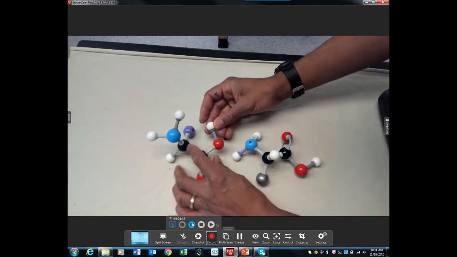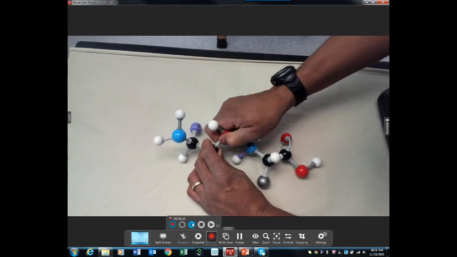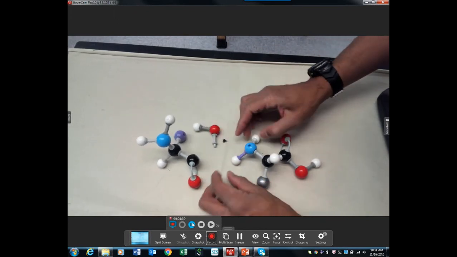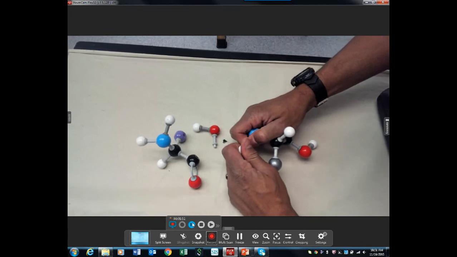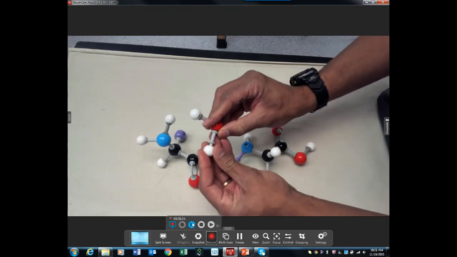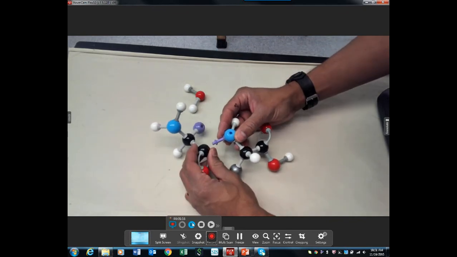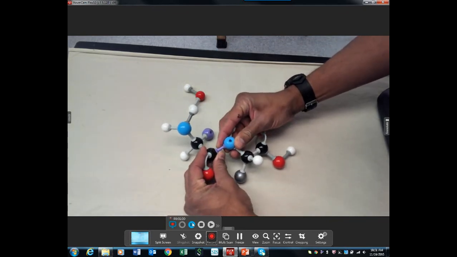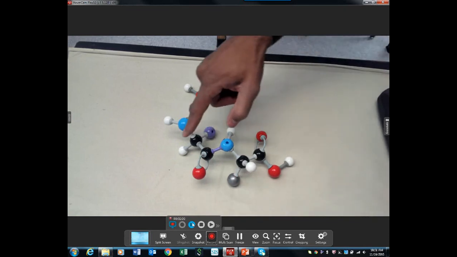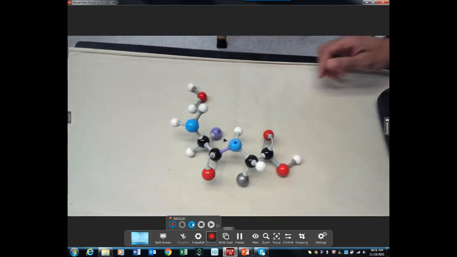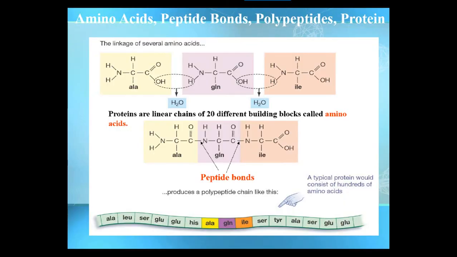So let's do that. Coming off the carboxylic acid is the OH. Coming off the amine is the H. Here's your water, dehydration synthesis. The purple bond, like I've used before, is your peptide bond. This is a dipeptide. Take another one and put it here, and another, and another, and another, and you now have a polypeptide chain, like so.